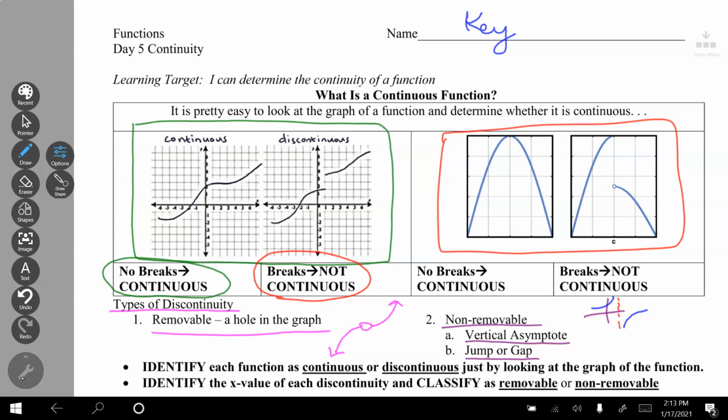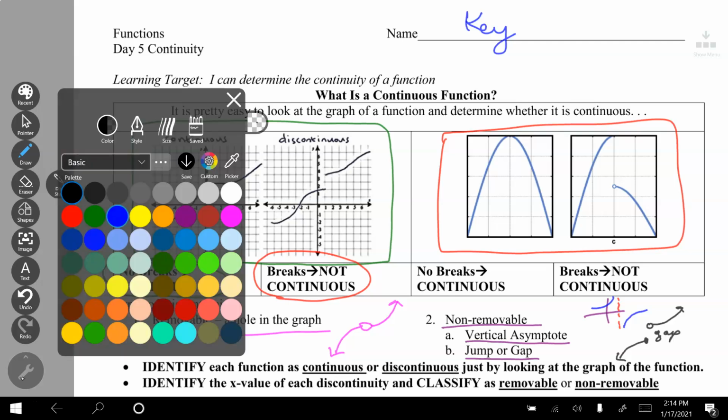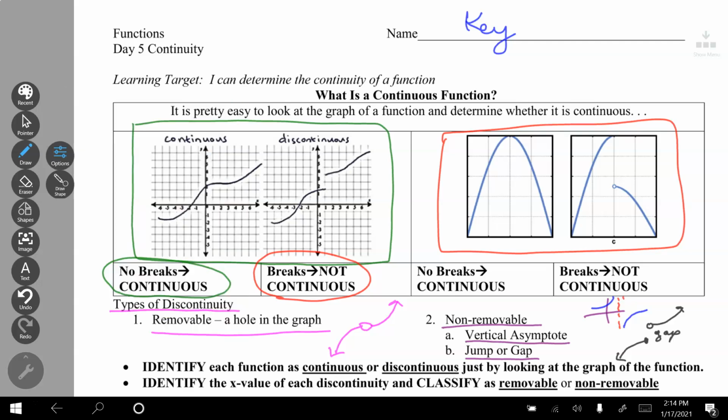A jump or a gap would be something like you see above in both the discontinuity ones, where you have a graph that goes like this and like this. There's a gap or a jump, and obviously this other one has a VA. That's non-removable. I can never do anything simple to make it continuous.